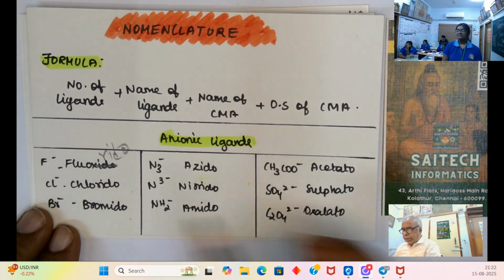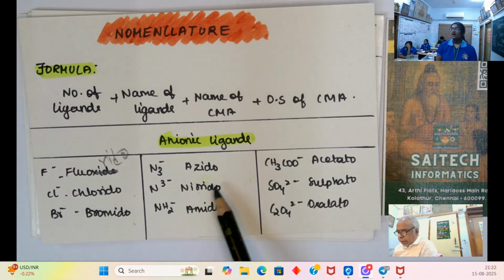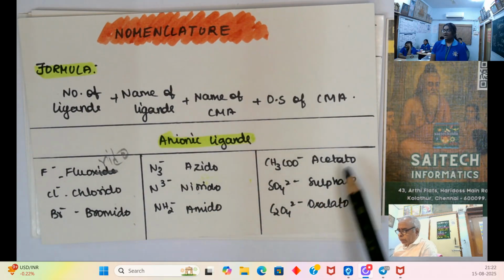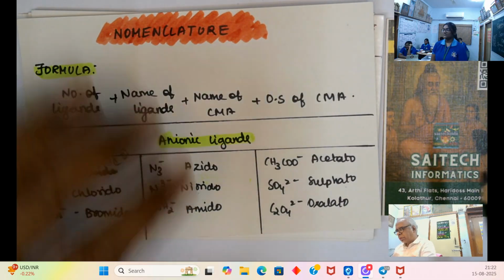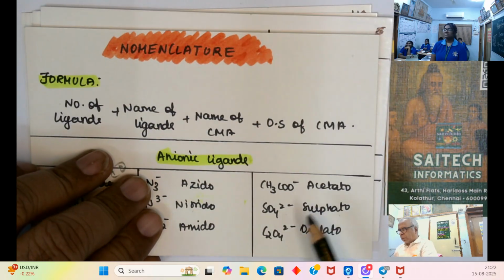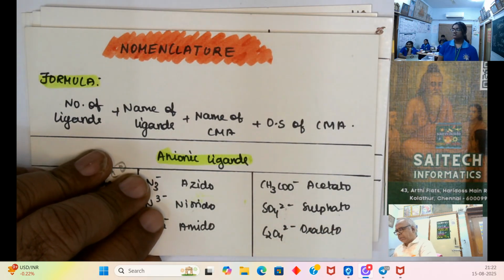Fluorido, chlorido, bromido, right? Azido, nitro, and amido. Nitrido and amido. Acetato, sulfato, and oxalato. If it is SO3 2 minus, sulfite, it is sulfito.